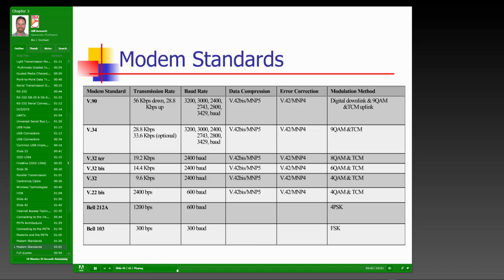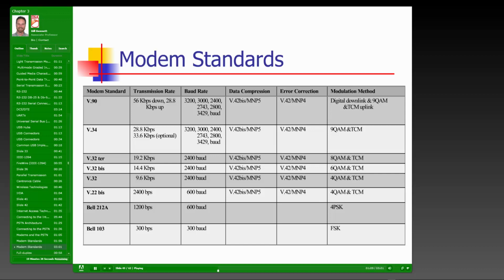Then you move on to the Bell 212A standard. It was 1200 bits per second over 600 baud, so there we were obviously using 2 bits per baud. In fact, if you look in the far right column, you'll see the modulation methods that were being used: frequency shift keying, and then 4-phase shift keying.